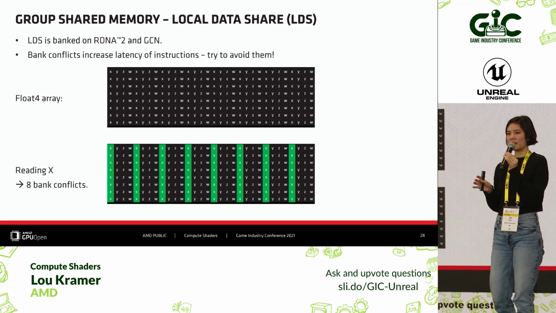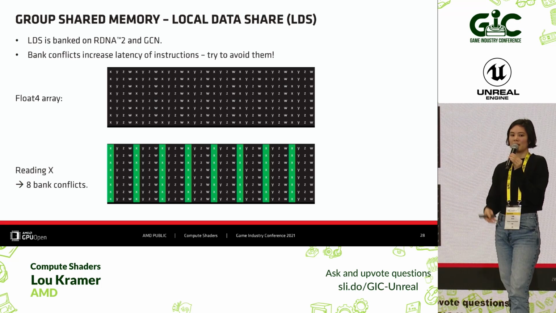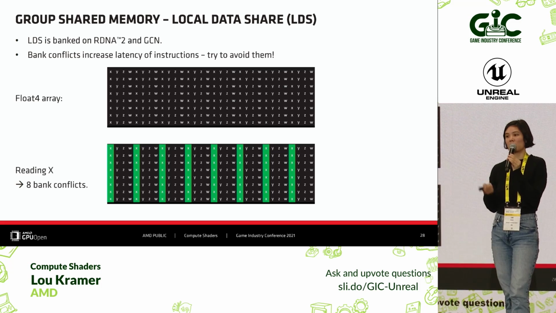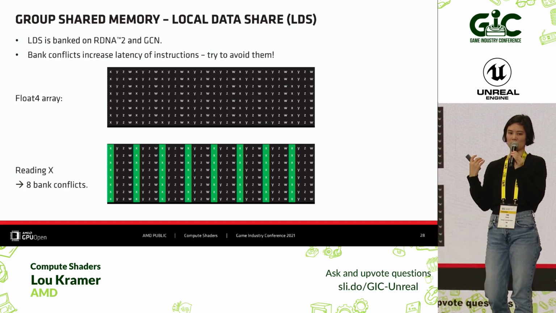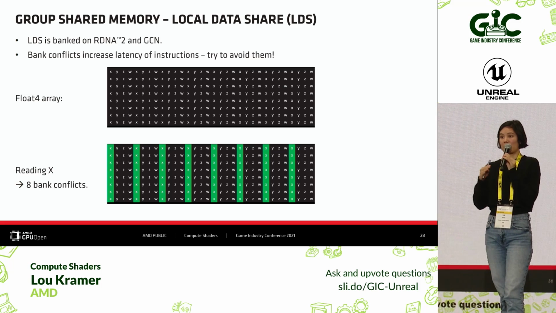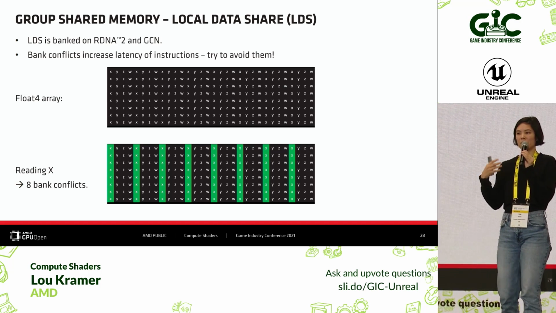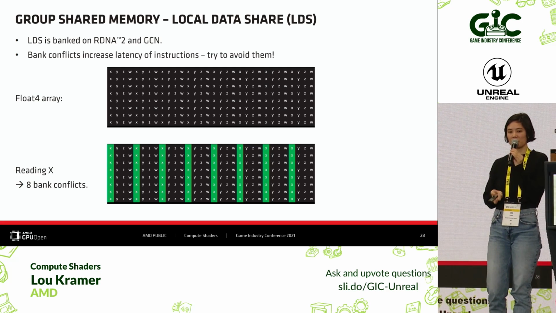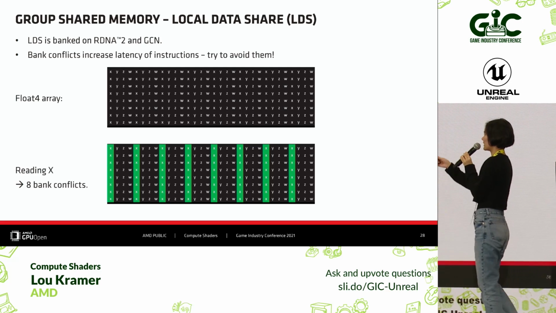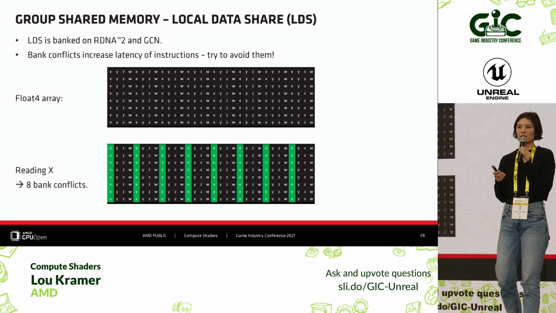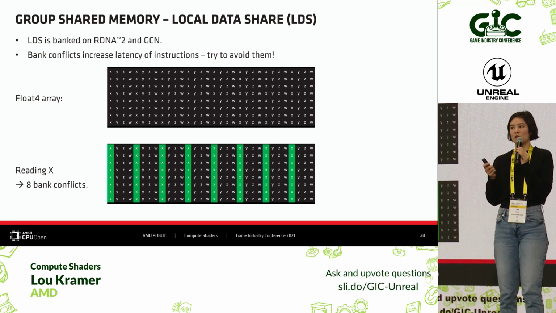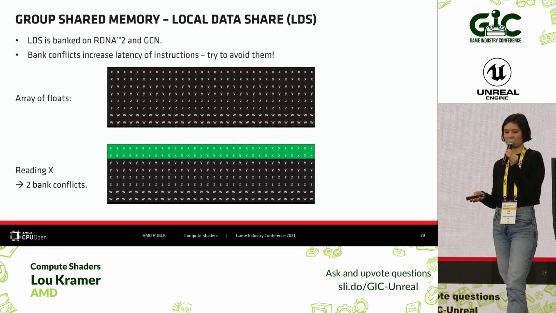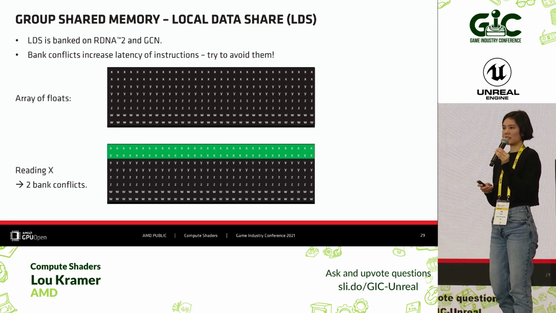Another important thing, if you want to work with group shared memory, is that group shared memory is banked on RDNA 2 and also GCN. GCN is the previous generation before RDNA. They are banked as 32 wide, and this just means that you have to be careful in how you access the data on LDS. One very common example is if you have a float 4 array and you read the value x, you will have 8 bank conflicts. What's more performant is if you actually have an array of floats, because then you only have 2 bank conflicts when you read the value x.